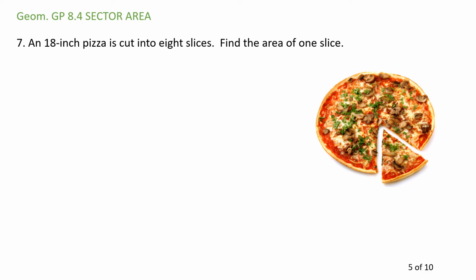Well, this is what we're talking about. Find the area of a pizza. An 18-inch pizza is cut into 8 slices. Find the area of one slice. Well, first thing I need, I need a central angle and I need a radius. So central angle is 360 degrees divided by 8. And then the radius, most pizza places do not give their pizzas in terms of radius, they give it in terms of diameter. So I'm assuming this is a 45-degree angle here, and that the diameter is 18 inches.